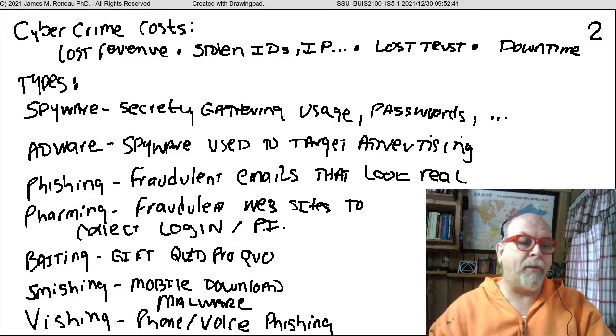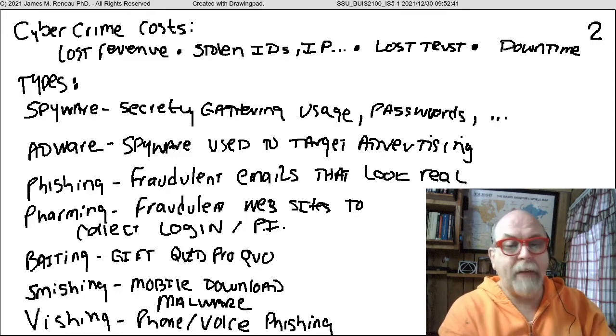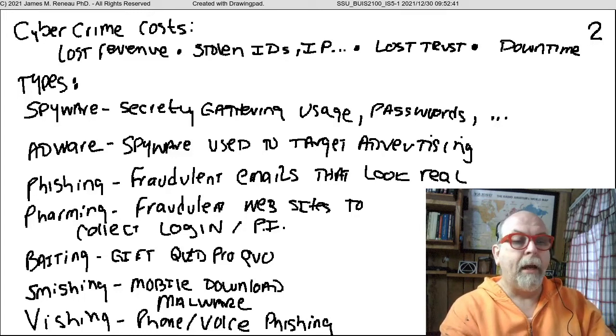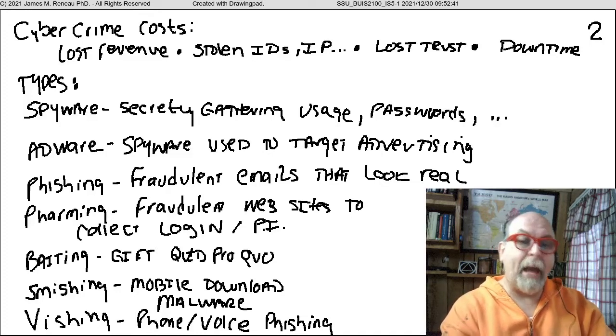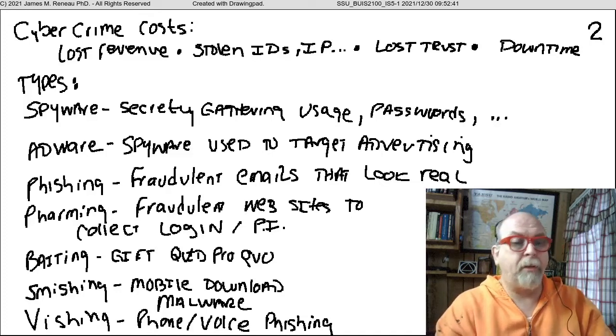Now, there are several types of cyber attacks that you'll see. Spyware, which is secretly gathering usage, passwords, and other things on you. It's running on your computer maybe. Adware, which sits on your computer, and it doesn't really commit a crime, but it is kind of annoying because it gathers information, and it could gather fraudulent information about you or too much information about you.